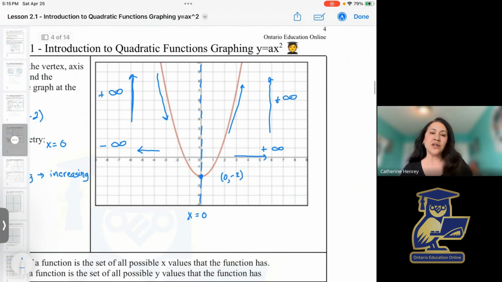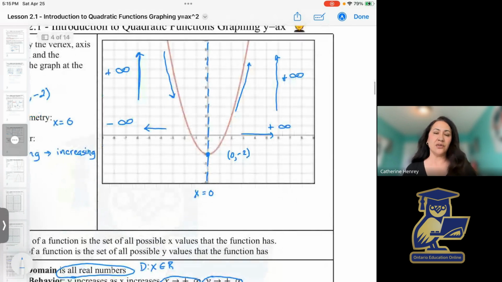So we use these infinity symbols in order to describe the end behavior of different types of graphs. You'll see it throughout this unit when we talk about end behavior.